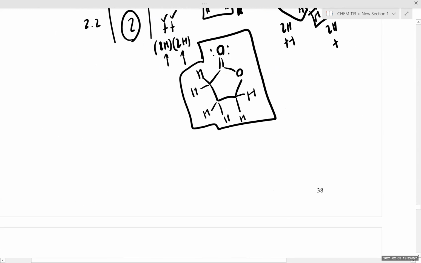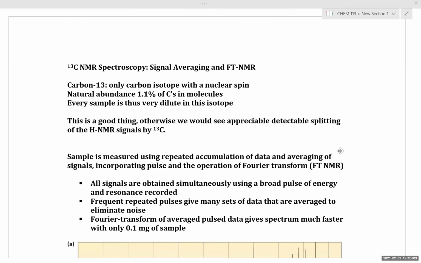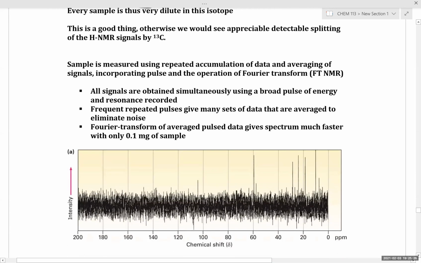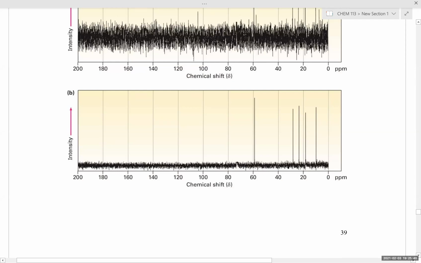Okay, so let's take a look at a complementary tool, and let's talk about carbon-13 NMR spectroscopy. So carbon-13 is the only carbon isotope with nuclear spin. It has a natural abundance of 1.1%, so we get a very small signal. This is good because that way we don't see splitting with the carbon nuclei substantially in our proton NMR spectra. But by averaging out multiple repeated scans, multiple repeated pulse sequences, we are able to get a very high resolution spectra for our carbon NMR using a relatively small amount of sample.